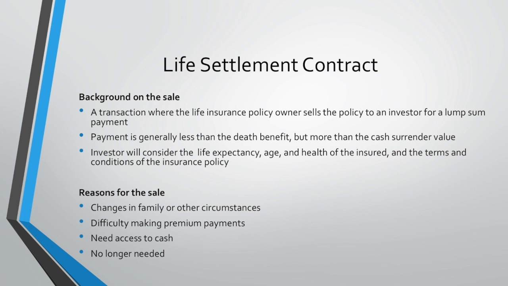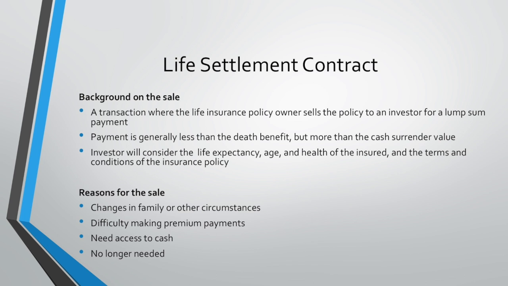So first, let me give you an overview of what a life settlement contract means. A life settlement contract is usually a transaction where the life insurance policy owner sells the policy to an investor for a lump sum payment. Usually the payment is generally less than the death benefit, but more than the cash surrender value. The investor, you in this case, should consider the life expectancy, the age, and the health of the insured, so in this case, Chuck, and the terms and conditions of the insurance policy.